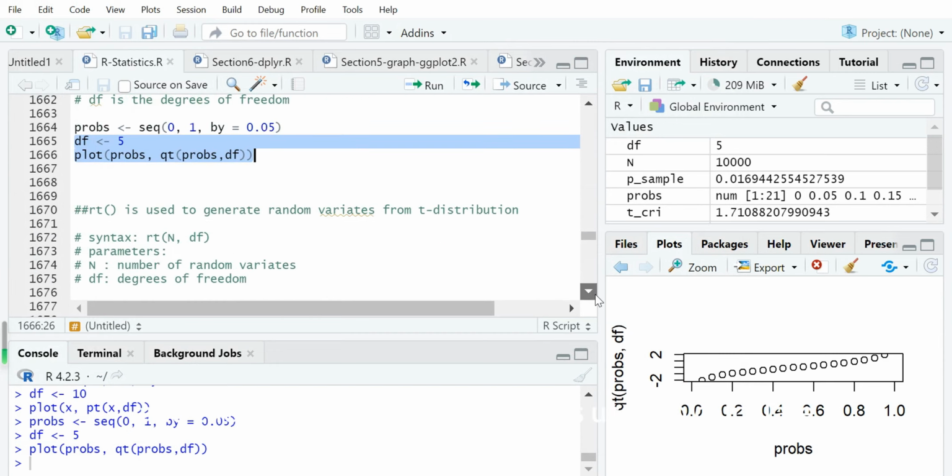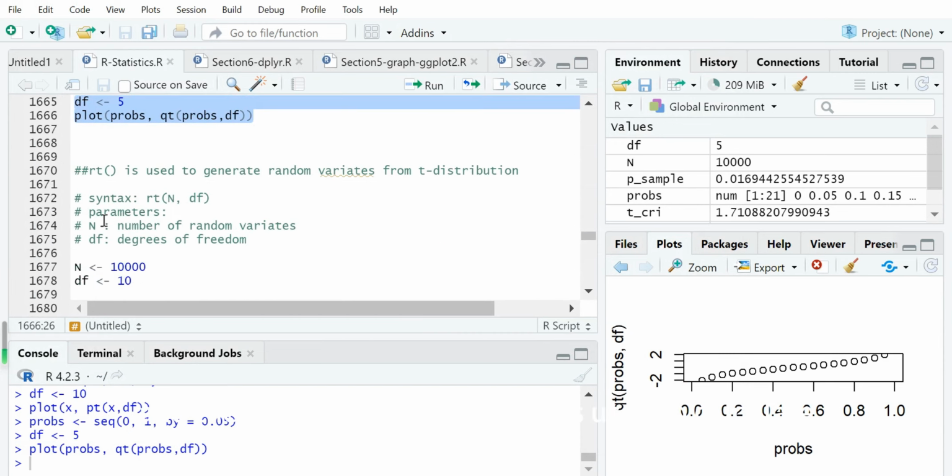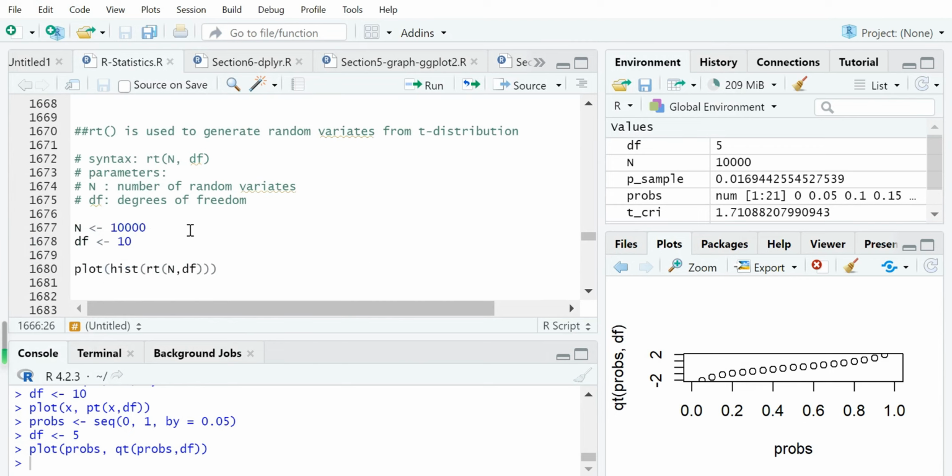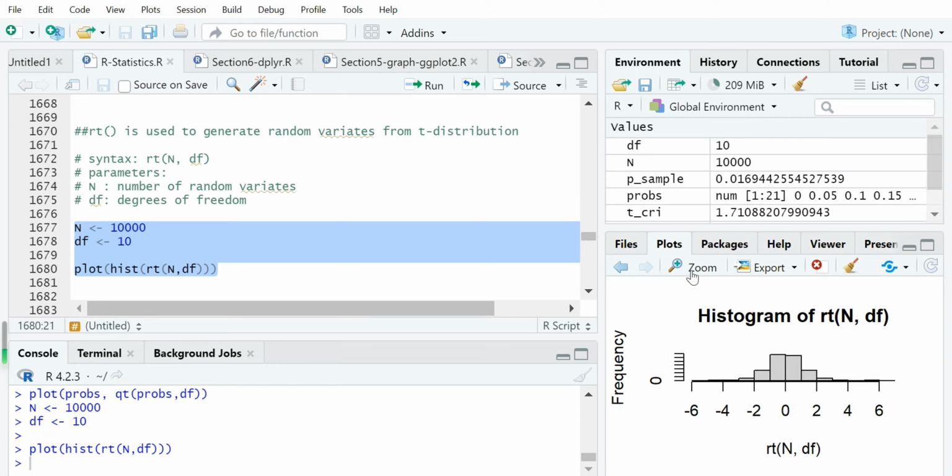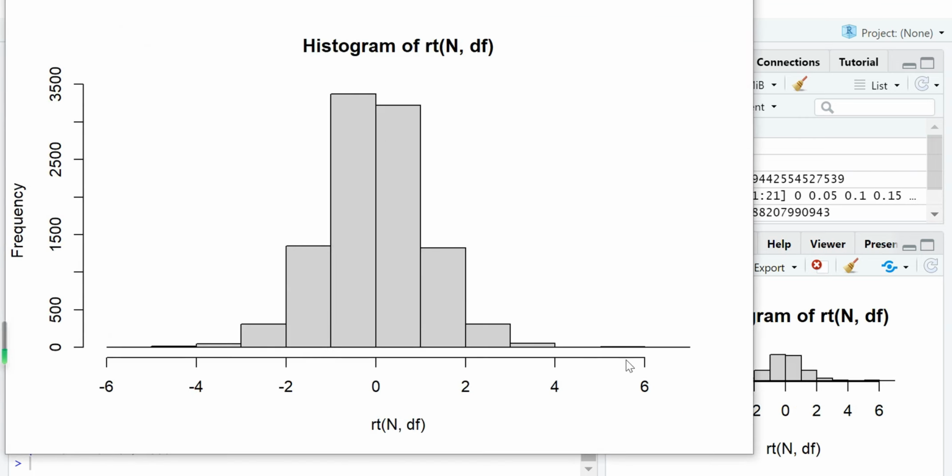And the last function is rt, which is used to generate random numbers. So we set n equals 10,000 and degrees of freedom 10. Then we use rt to generate 10,000 random numbers from this t-distribution with degrees of freedom 10. Then plot in a histogram. So this histogram shows the counts for each value from these 10,000 random numbers. So it is quite close to the density of a t-distribution with 10 degrees of freedom.